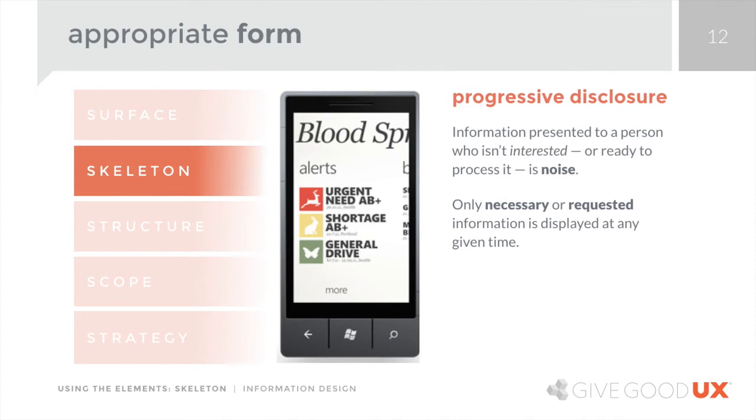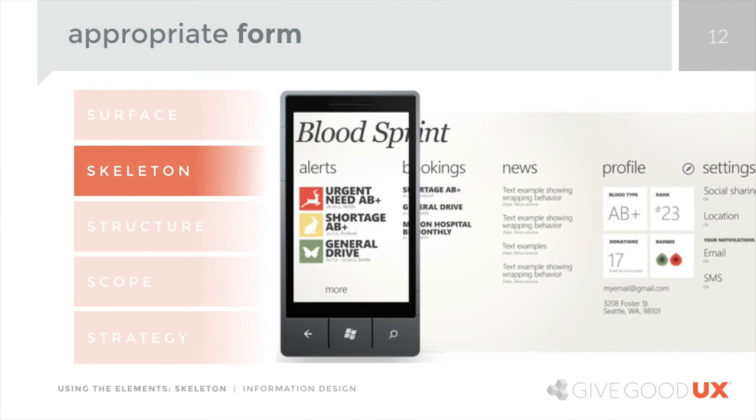But take a look at how this works. Everything scrolls from side to side. While what I'm only confronted with up front is alerts, I also have bookings, I have news, I have profile information, I have settings, et cetera, et cetera. So there's all this other stuff that exists behind that first screen. If I swipe, it all comes into my view. The point is, I only have to deal with one thing at a time.